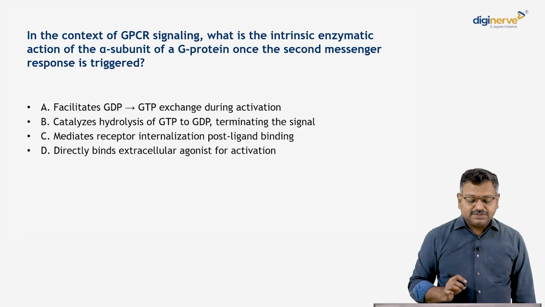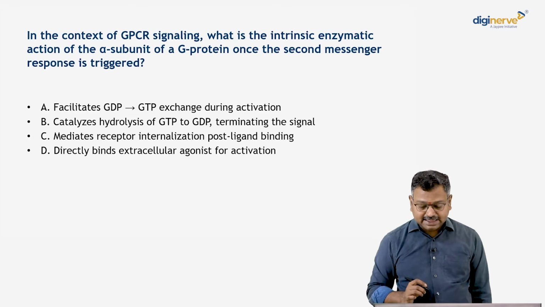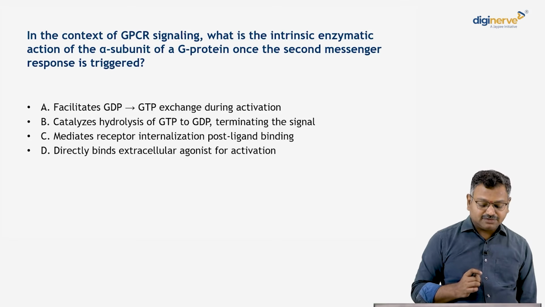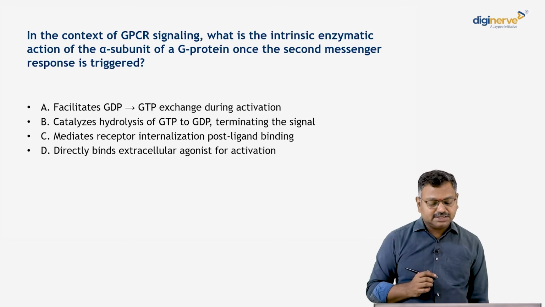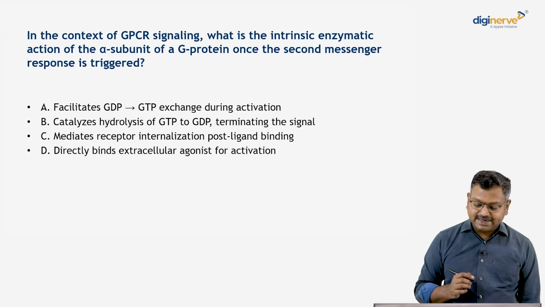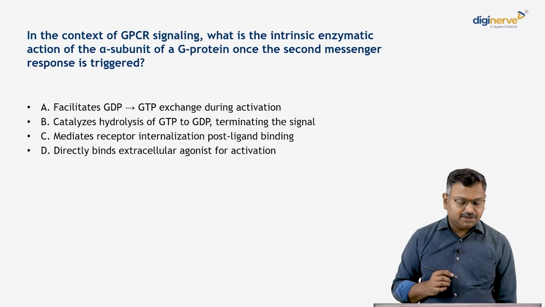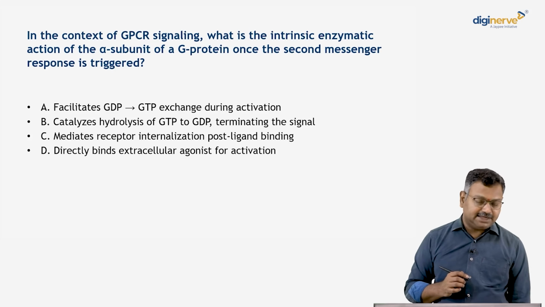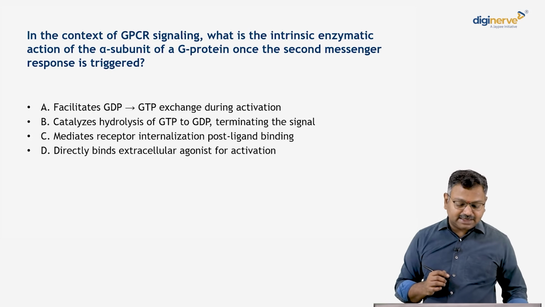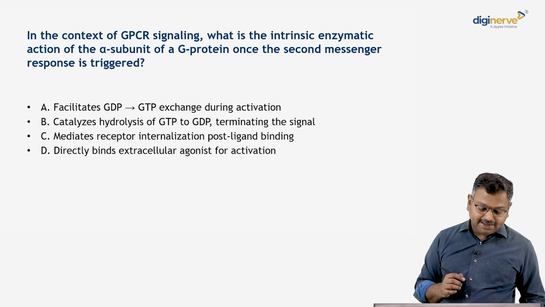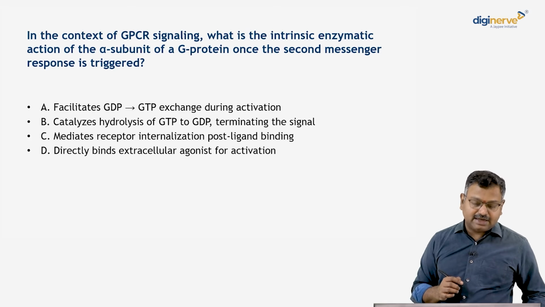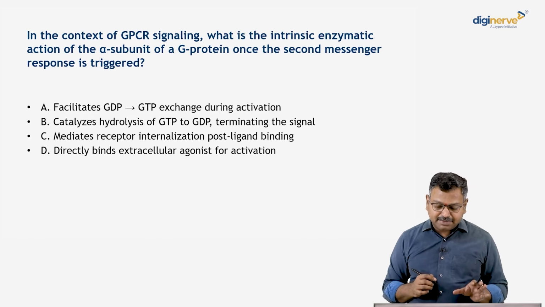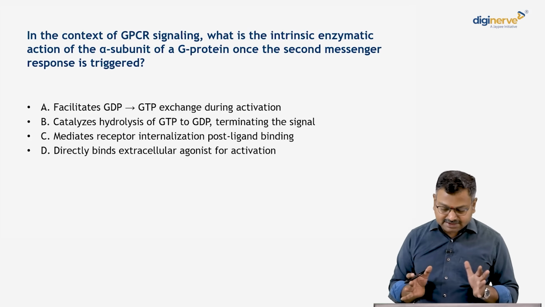In the context of GPCR signaling, which is the intrinsic enzymatic system of the alpha subunit of the G protein once the second messenger response is triggered? It facilitates GDP to GTP exchange, catalyzes and hydrolyzes GTP to GDP terminating the signal, mediates receptor internalization post-ligand binding, directly binds to extracellular agonist for activation. So please remember this G protein coupled system.